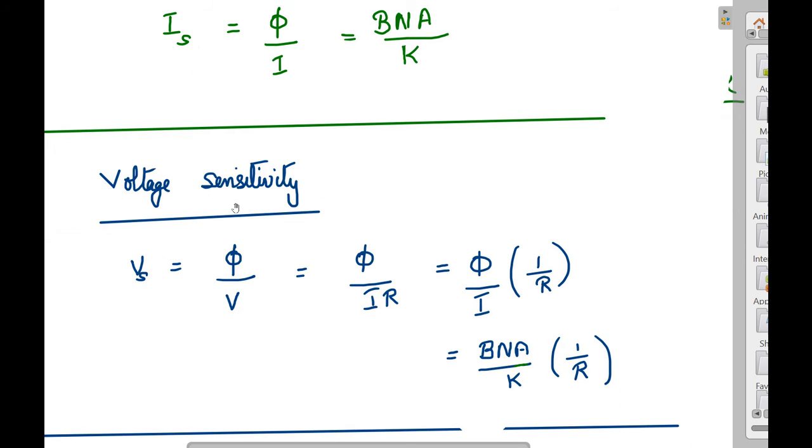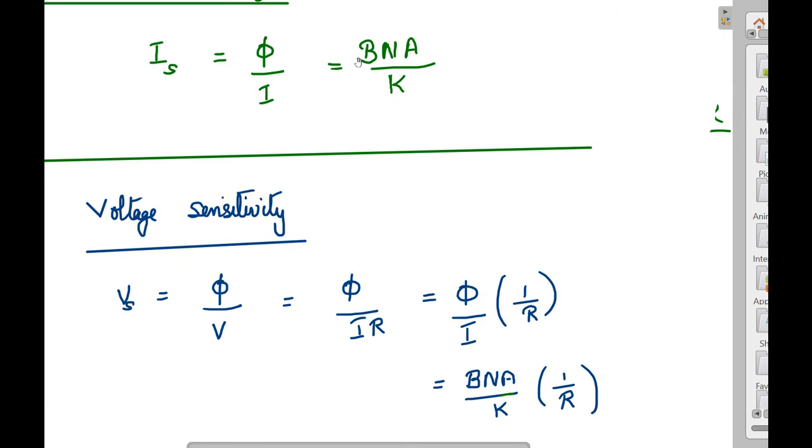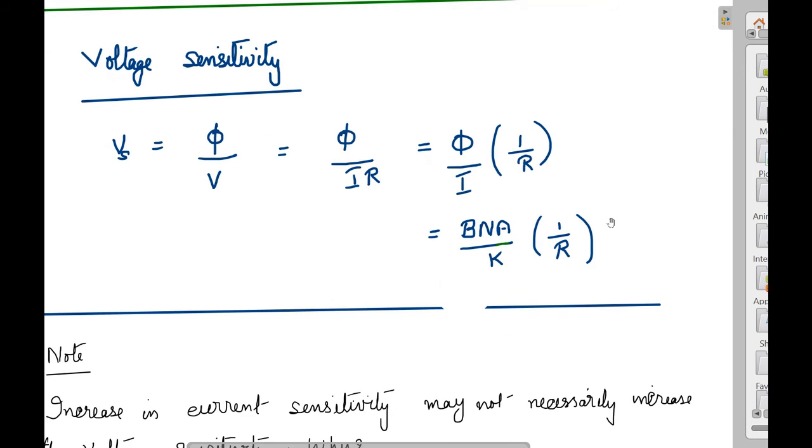Similarly, voltage sensitivity. Voltage sensitivity Vs equals φ by V, that is equal to φ by IR. According to Ohm's law, V equals IR, or we write it as φ by I into 1 by R. And we got φ by I equal to BNA by K. Substitute here: BNA by K into 1 by R. This is the voltage sensitivity.